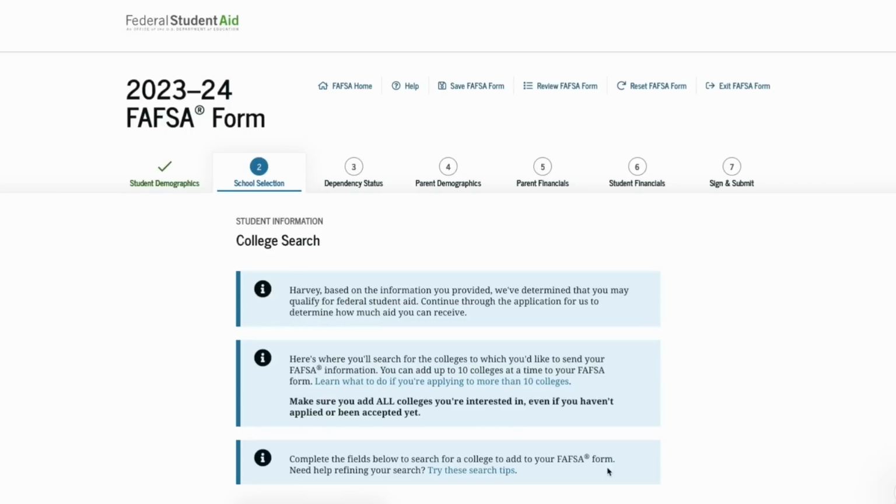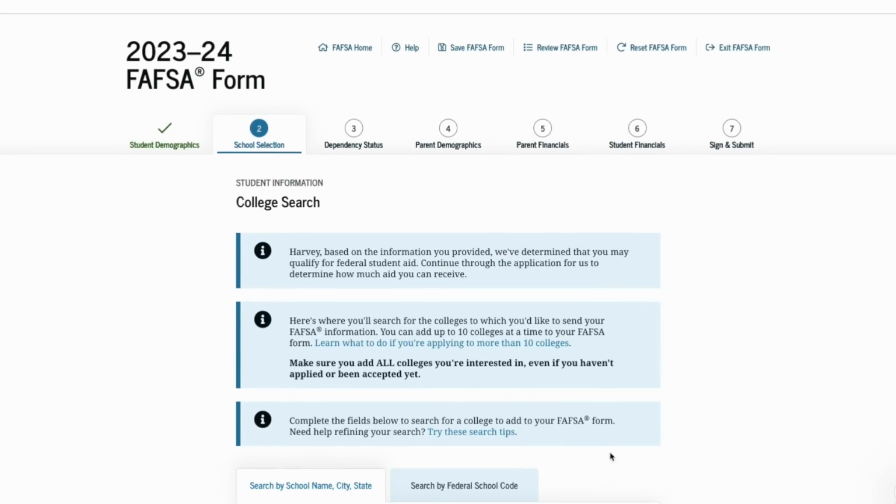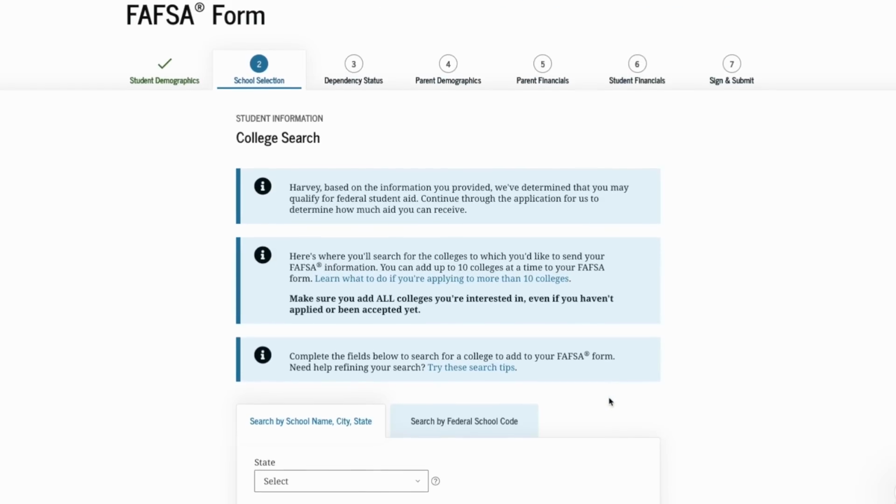Now you're on the college search screen. Remember, when you're applying for financial aid through FAFSA, you can only enter 10 colleges at a time on this form, and it tells you a little bit about this at the top. But don't worry, if you're going to be applying for financial aid to more than 10 colleges, you should put your first 10 colleges in the form, and then when you receive confirmation from that college or colleges that they've received your FAFSA form, you could come back and delete those colleges that have received the form and enter a new set of colleges.